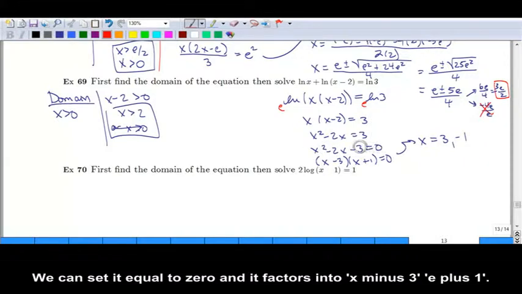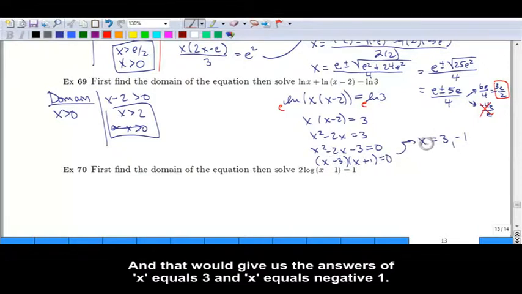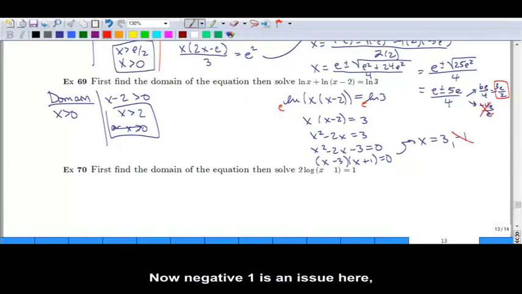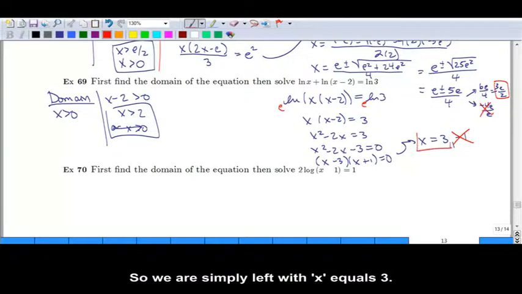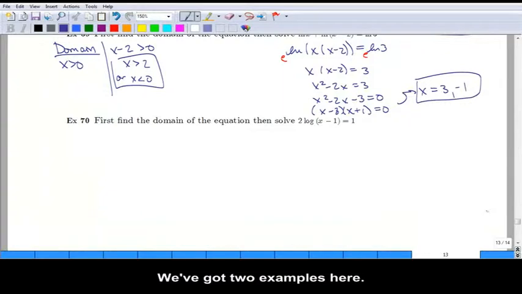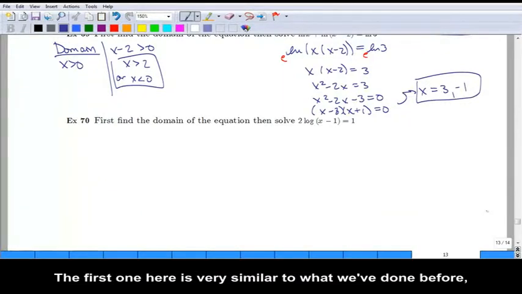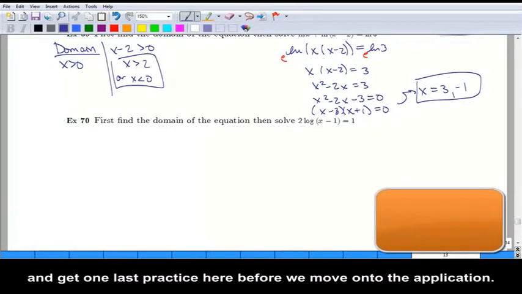We can set it equal to 0, and it factors into x minus 3, x plus 1, and that would give us the answers of x equals 3 and x equals negative 1. Now negative 1 is an issue here because it's negative and we need a number greater than 2, so we are simply left with x equals 3. Got 2 more examples here. The first one here is very similar to what we've done before, so I want you to pause the video and get one last practice here before we move on to the application.